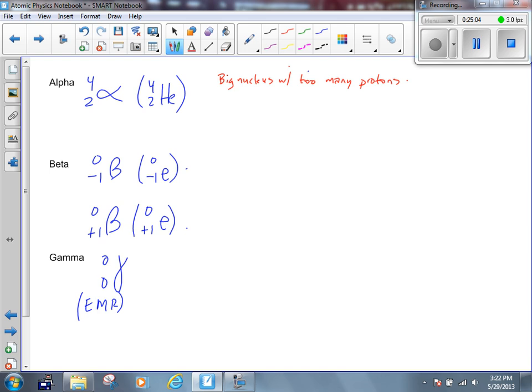Beta decay occurs, and this is the wacky one, because this is the electron that comes out of a nucleus. It doesn't have any electron in it. It's kind of like David Copperfield pulling a rabbit out of a hat, and there was no rabbit in the hat to begin with. How do you get an electron out of a nucleus when there's no electrons in the nucleus? Well, this occurs when you have too many neutrons.